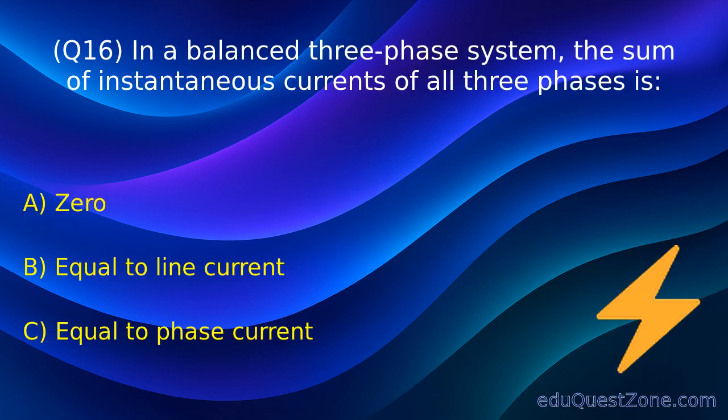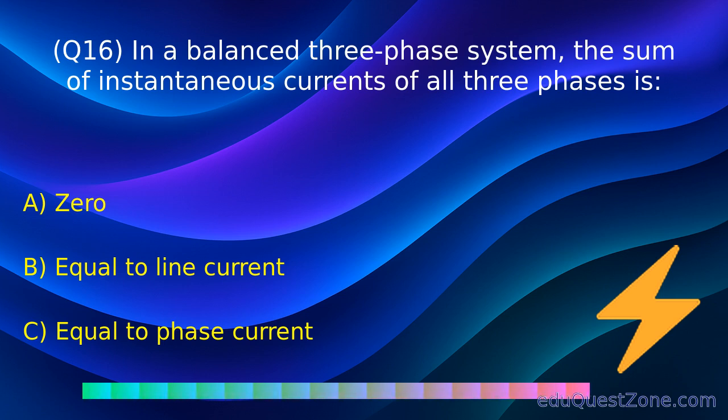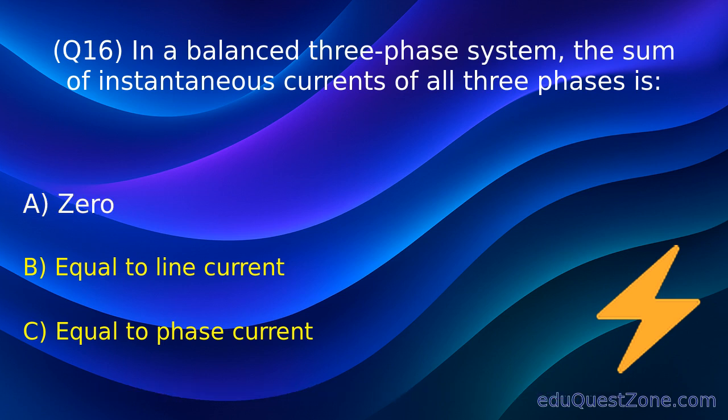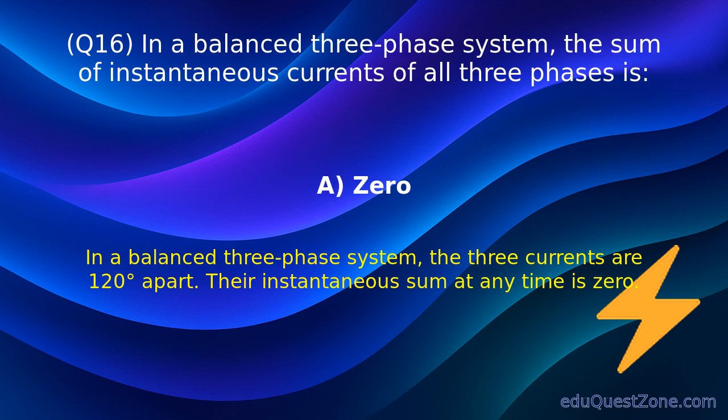Question 16. In a balanced three-phase system, the sum of instantaneous currents of all three phases is Option A. 0. In a balanced three-phase system, the instantaneous sum of currents is 0.